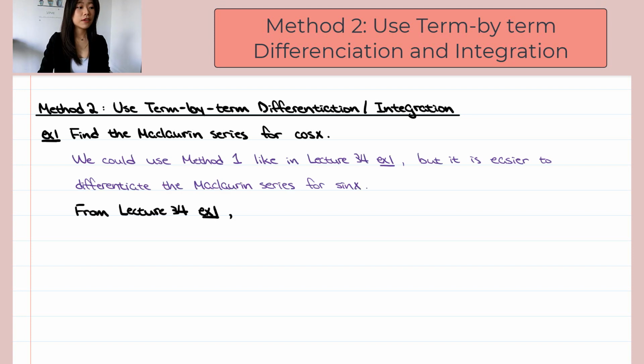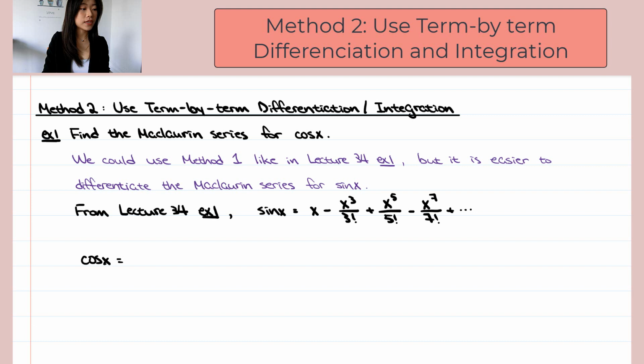Just a quick recap. From the previous lecture, in the first example, we found that sine of x equals the series x minus x cubed divided by 3 factorial plus x to the power of 5 divided by 5 factorial, then minus x to the power of 7 divided by 7 factorial, and so on. Then we can use the relationship between cosine and sine. That is, cosine of x equals the derivative of sine of x.